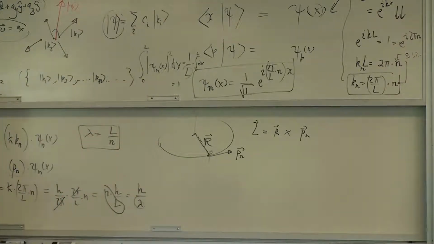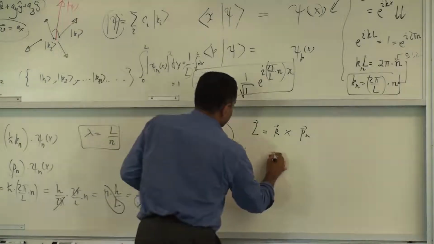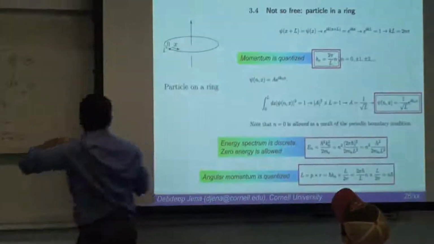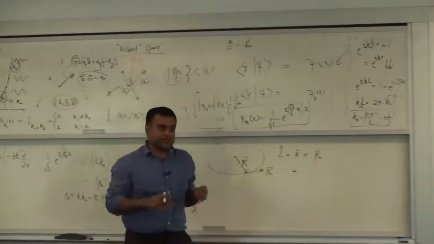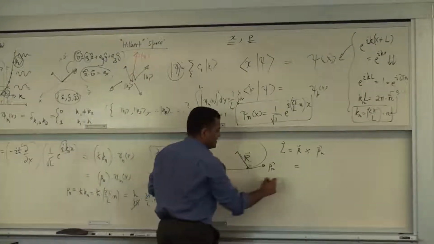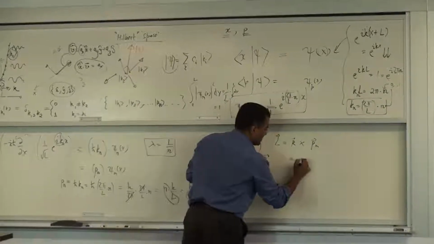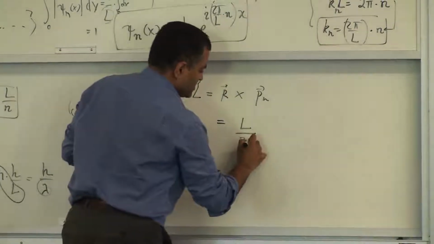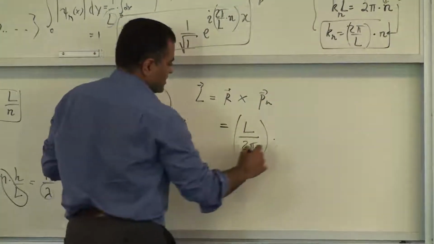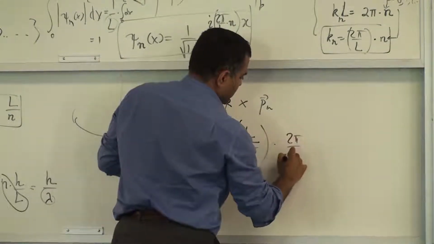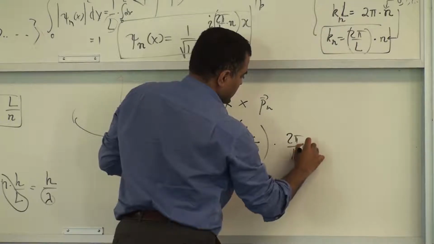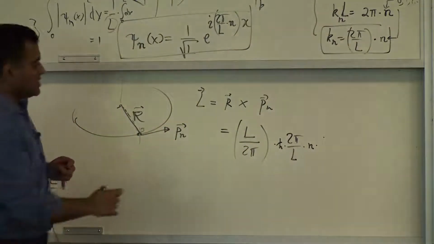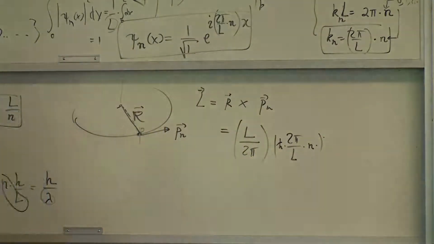And for this case, it's very clear that the angular momentum for your particle on a ring, if the length is L, so what's the radius? Let's just write the radius is L over 2 pi, since 2 pi times the radius is the circumference, times p_n, which we just found is 2 pi by L times n times h bar. Correct? So those are all the allowed momenta, as we just found here.